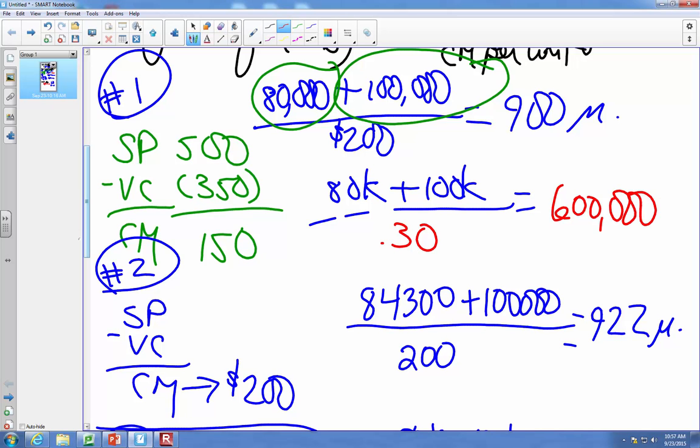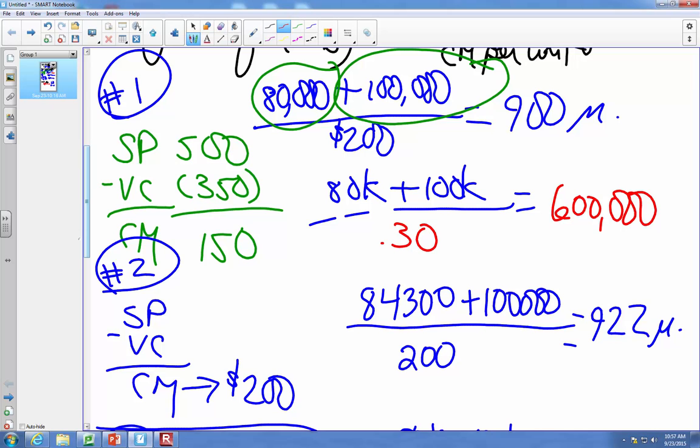Strategy number 2. What's my contribution? Are you okay with that? I forgot to add the 100,000 in. 180 divided by 0.3, I think is 6. Yep, it is. 600. 80 plus 100 divided by 0.3. Because we're doing the target profit now with the 3 strategies, fixed cost becomes target.